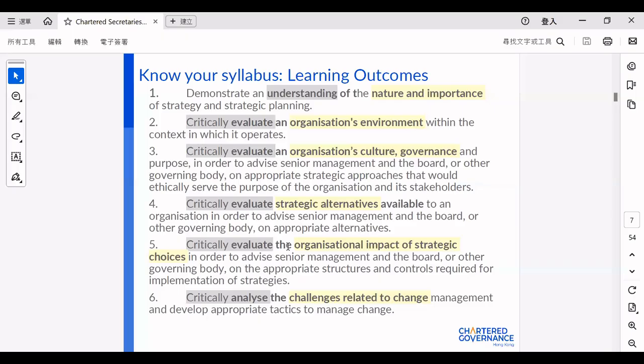Now, fourthly, is to critically evaluate the strategic alternatives available to the company in order to advise the senior management, the board or other governing bodies on appropriate alternatives. In other words, they ask you to evaluate the different solutions and strategies that are available to the company. In these sections, you have to consider which one is a better solution to the company or not.